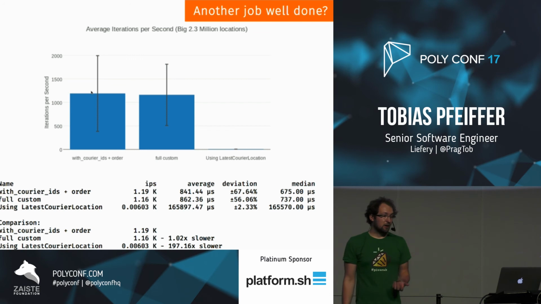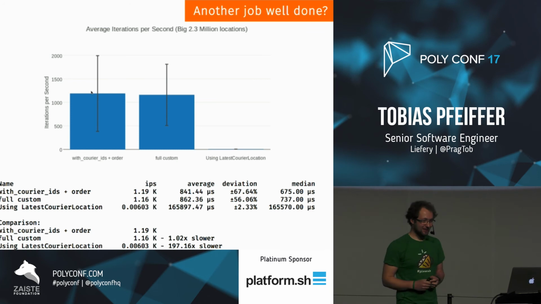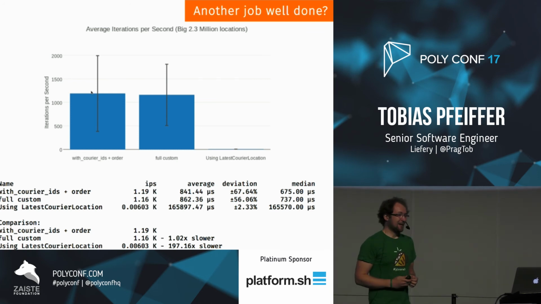So I ran the benchmark. We had 2.3 million locations as an input, because some courier was submitting their locations again and again, and we didn't yet do duplicate detection, which we now do. So I took that courier ID on an anonymized production dump and just ran with it.